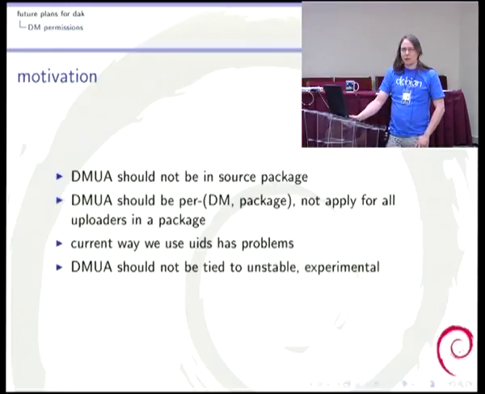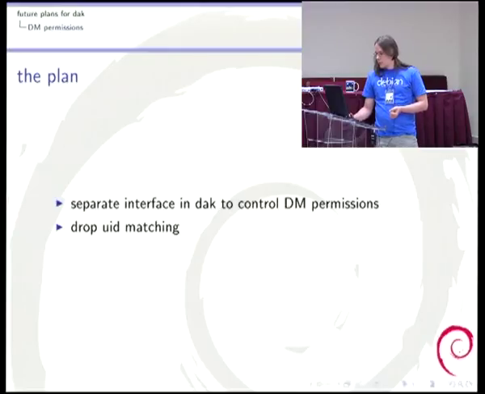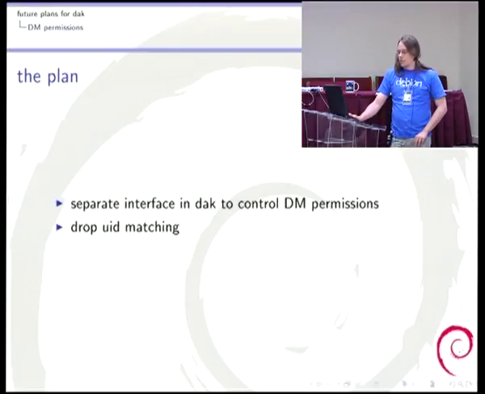Also, should we introduce developer repositories, it might not make sense to tie the upload permission to unstable or experimental. Because, say, the KDE team stages a new KDE release in their own repository, they might already want to allow Debian maintainers to upload the packages, even though they are not yet in unstable or experimental. So instead, we would like to introduce an interface in DAK to control the DM permissions that is not tied to the source package itself, and entirely drop anything related to user IDs.